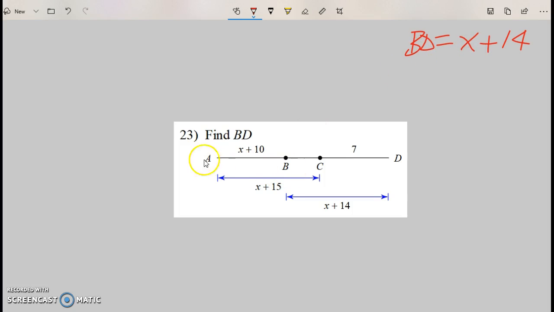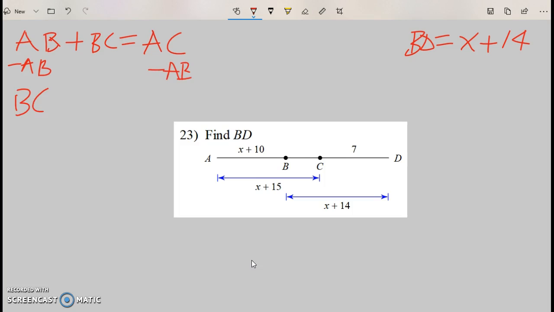So let's see how we can use the segment addition postulate to write equations. AB plus BC is equal to AC. So solve for BC. We want to find BC because we don't know BC here. So subtract AB from both sides. So BC is going to equal AC minus AB.